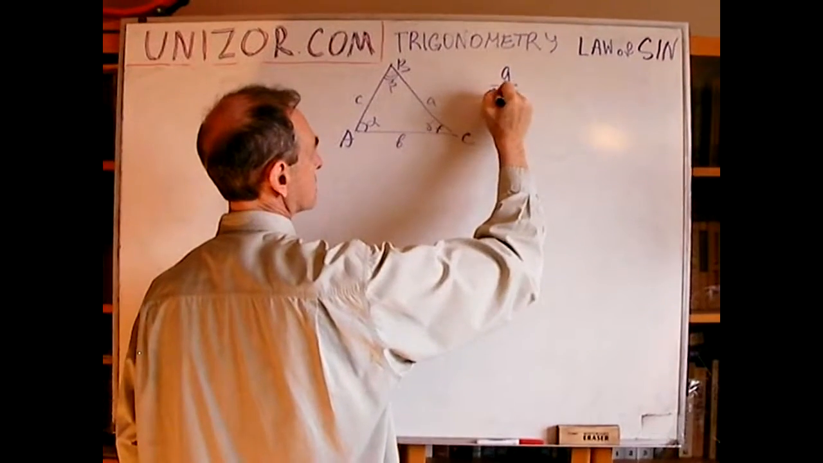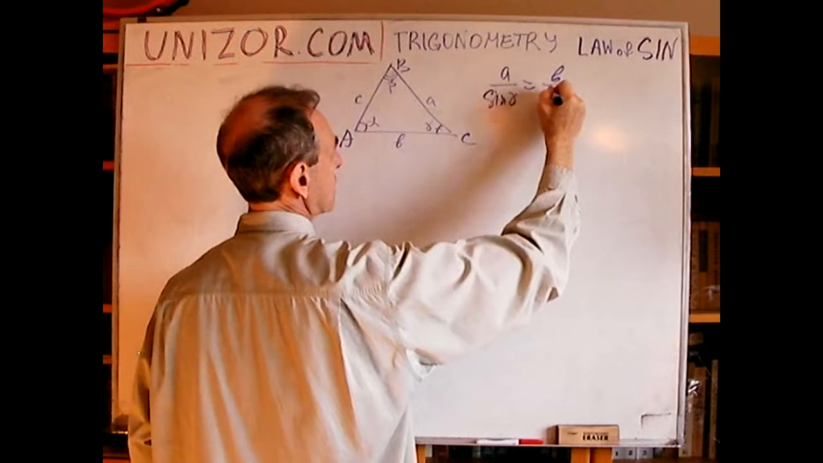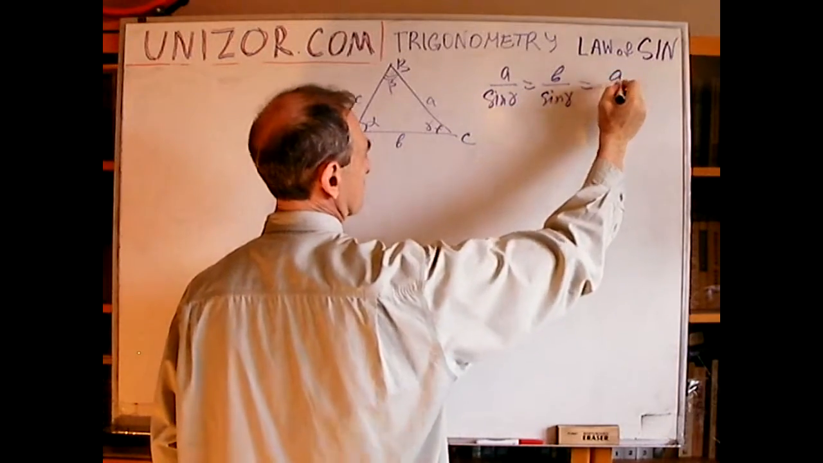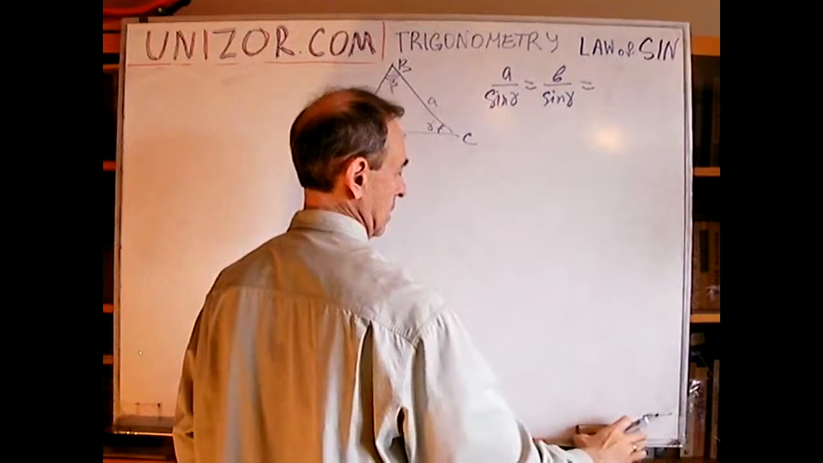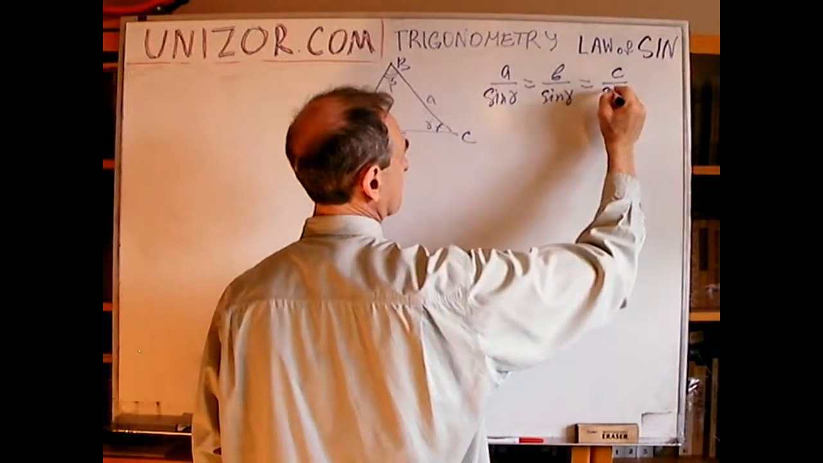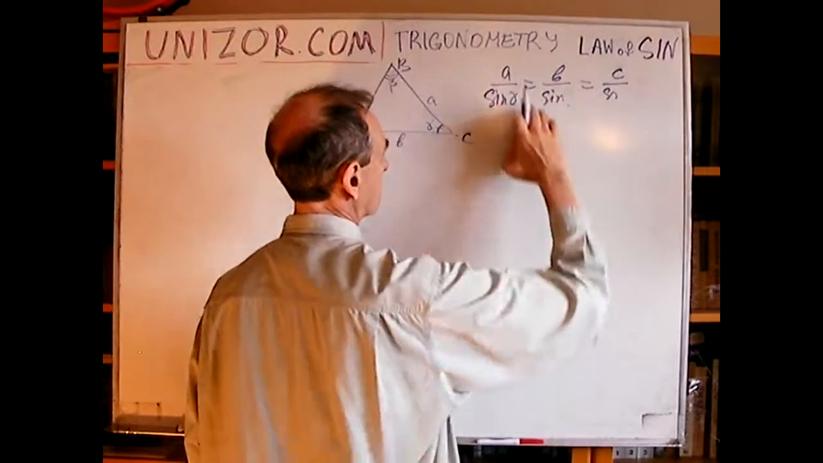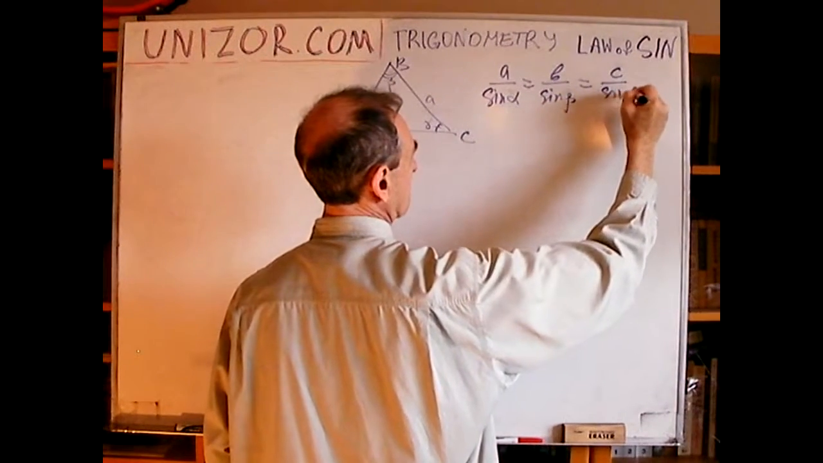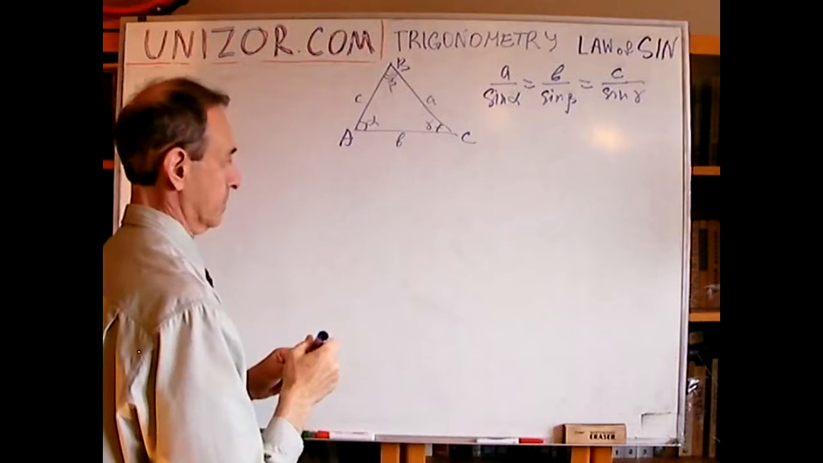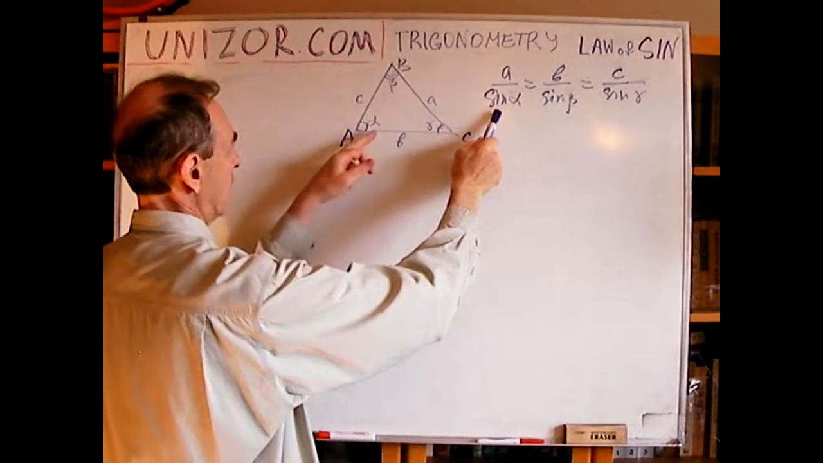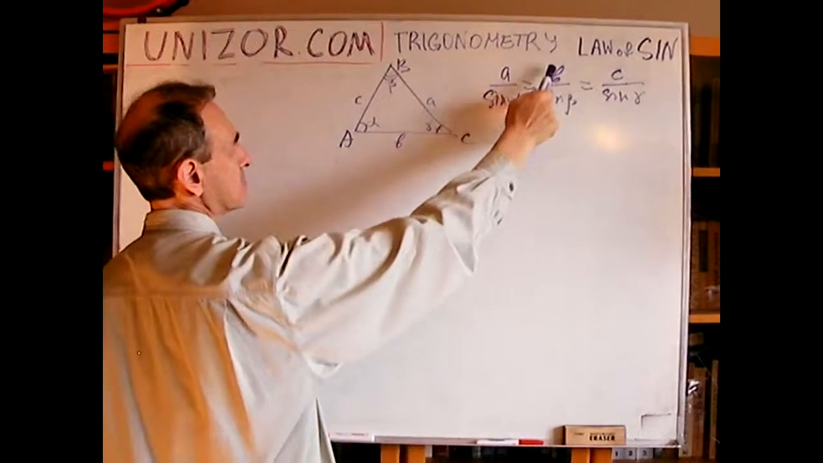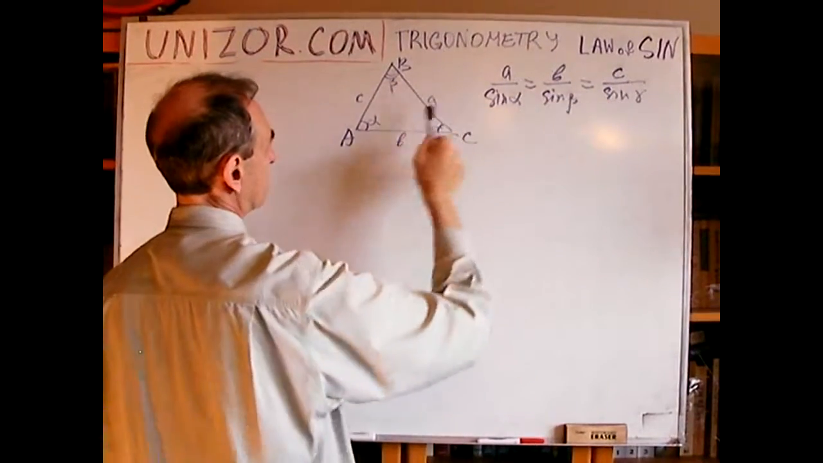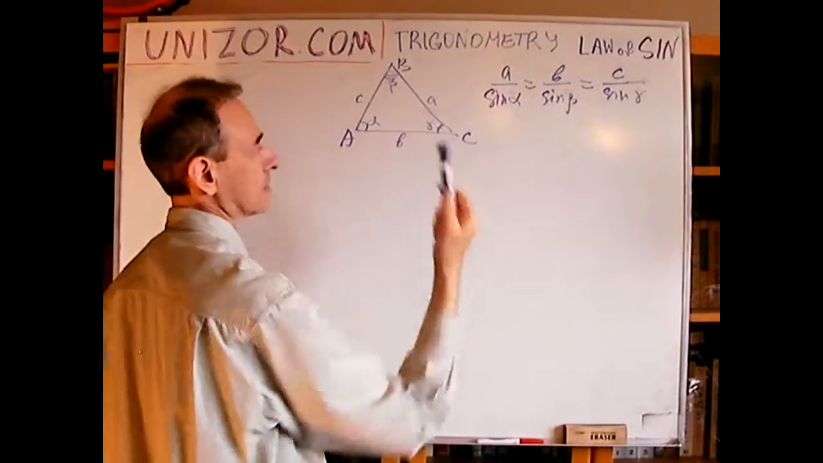a divided by sine alpha equals b divided by sine beta equals c divided by sine gamma. Again, a divided by sine of alpha equals b divided by sine of beta, and c divided by sine of gamma. So it's always the opposite angle. So that's the point.